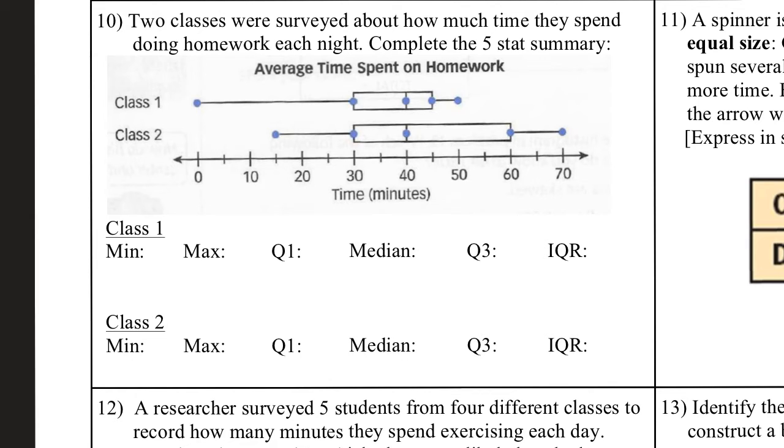All right, for question 10, we're simply just reading a box plot. We're going to identify the 5 stats summary for class 1 and class 2. This is a double box plot. So we see the 5 different dots. It's important to know which one is which here.